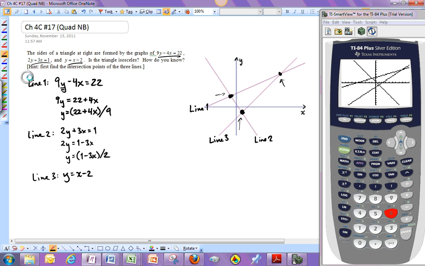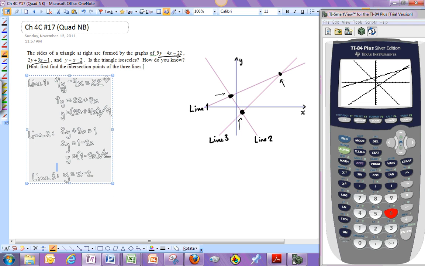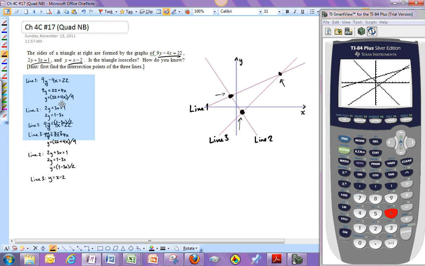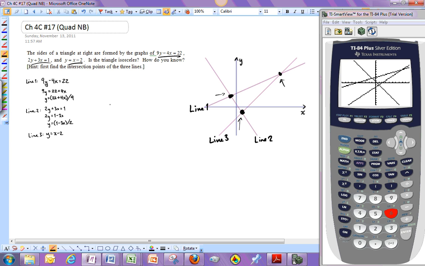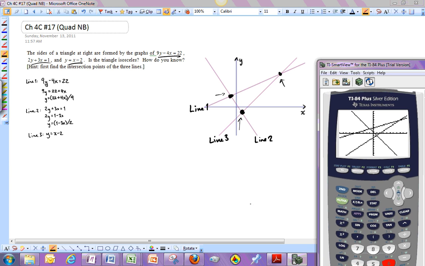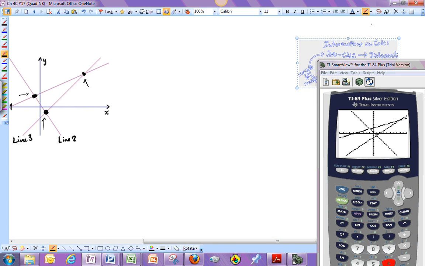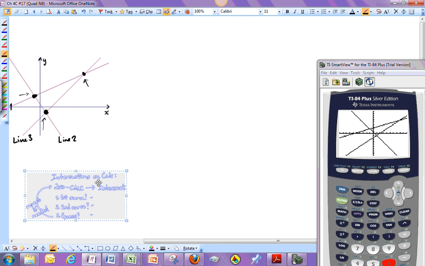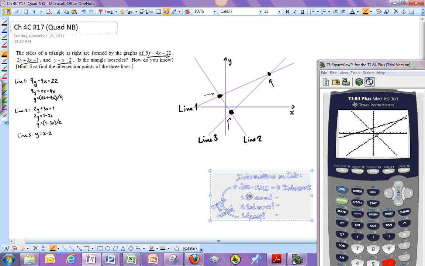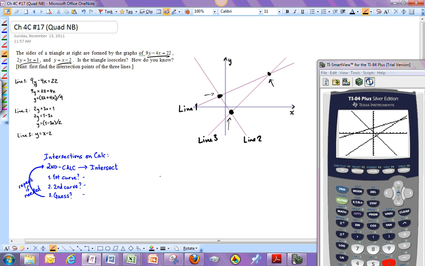Okay, so let me shrink these down. And what we want to do is now find the intersection points. The way to find intersection points on a calculator, I have them over here, so let me move these over, there are 4 steps, I guess, to do it.